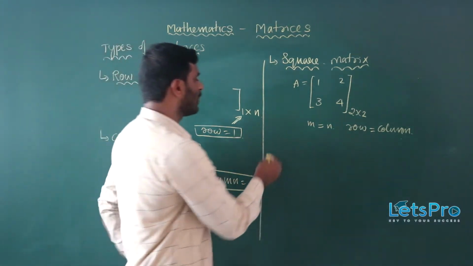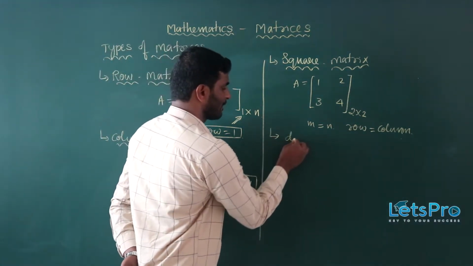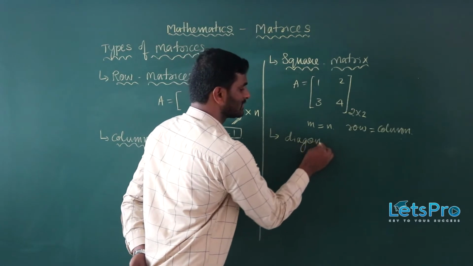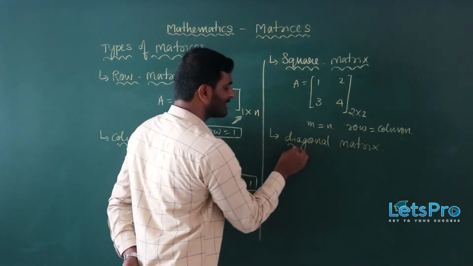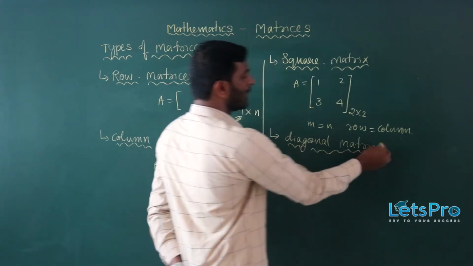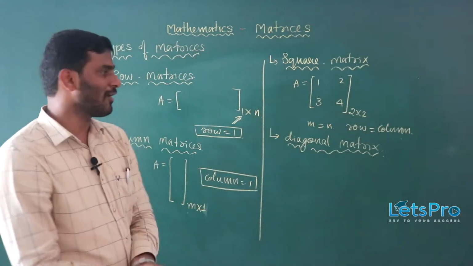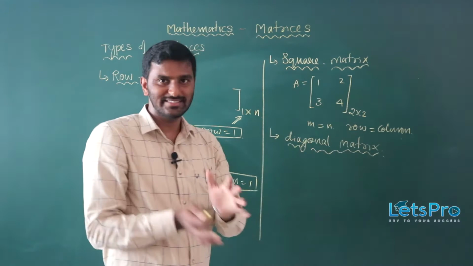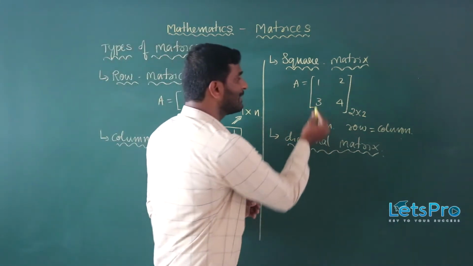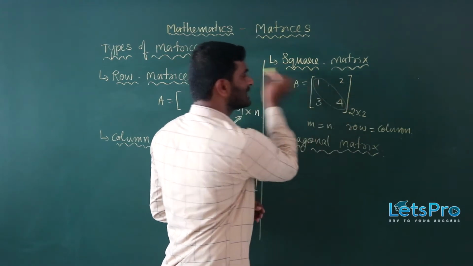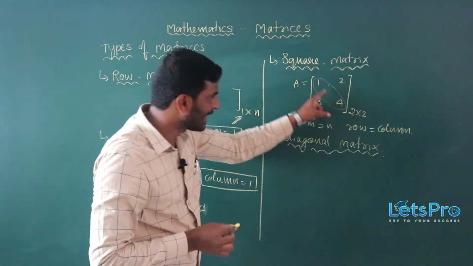Okay. Next we'll move on to the diagonal matrix. What is a diagonal matrix? Before taking the diagonal matrix, let us give one easy trick to identify the diagonal elements. There is a difference between diagonal elements and a diagonal matrix. Here these are the diagonal elements.